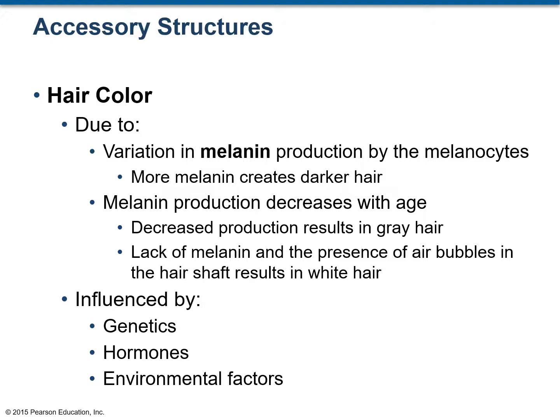The color of the hair is attributed to pigments. The main pigment is melanin, which is produced by melanocytes. The more the melanin, the darker the hair color. As a person ages, the production of melanin goes down and this results in gray hair. Now, what influences this production of melanin? This is influenced by genetics. It is also regulated by hormones, for example, stress hormones, and your lifestyle and environmental factors.